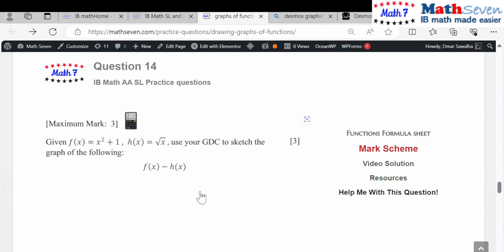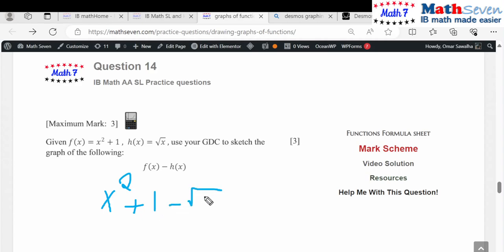Again, students, we did similar questions like these from before. You can check the questions before. Now this is a quadratic and a radical, so you need to subtract them. So this will become x squared plus 1 minus root x.